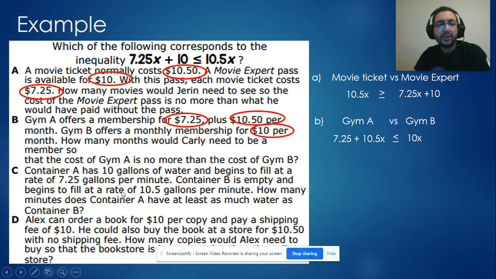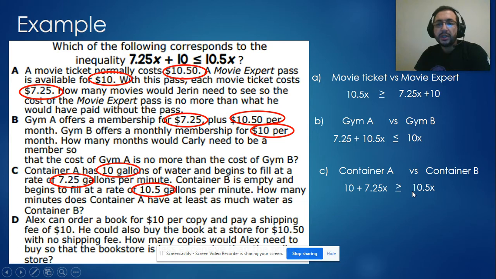Let's get the inequality for letter C. We have container A versus container B. Container A has 10 gallons of water, that's the starting point, and is filling up at a rate of 7.25 gallons per minute. Per minute is the keyword that tells me 7.25 will need a variable. Container B is empty, so the starting point is 0, and it fills at 10.5 gallons per minute. For the inequality sign, we look at the question: container A has at least as much water as container B, so A is greater than or equal to B.